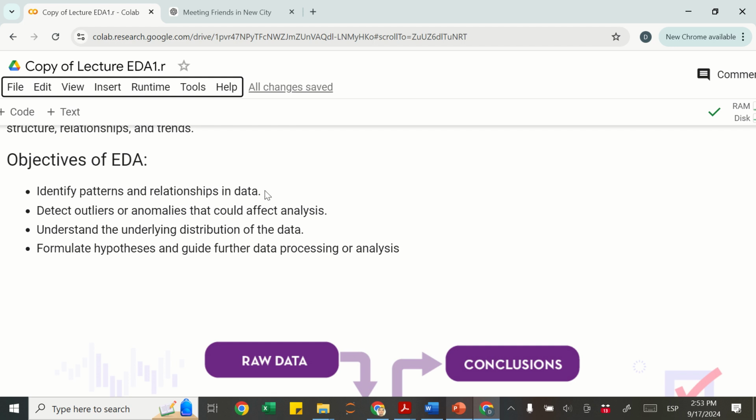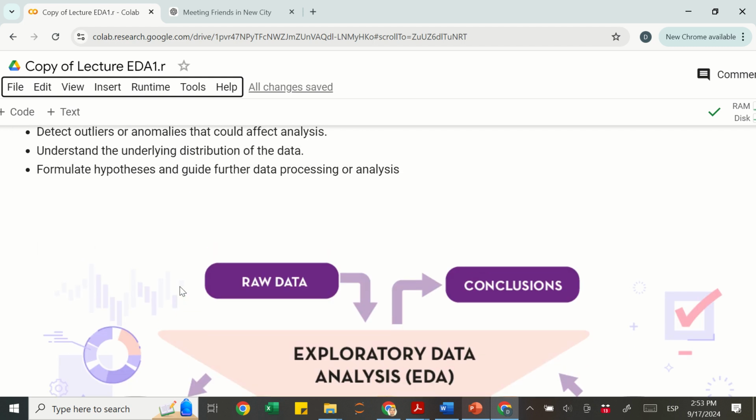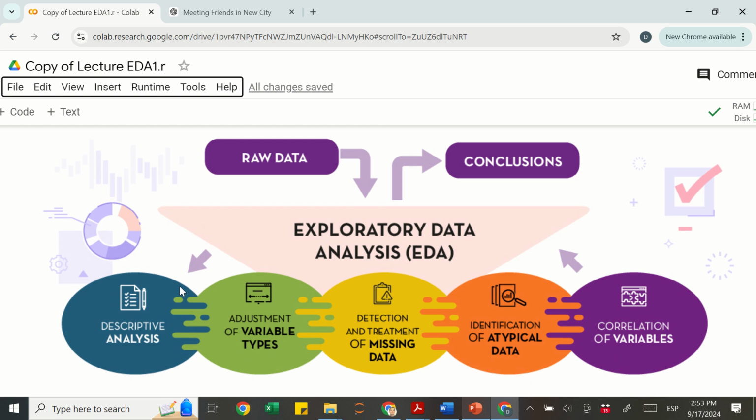Okay, so the objectives of EDA: first, we want to identify patterns and relationships in data. So you want to find relationships between different variables, and detect outliers or anomalies that might affect your analysis. Sometimes you want to create a predictive model, so if you have some anomalies or outliers, they might affect your calculations. In addition, we want to understand the shape of our data, the distribution of the variables, and finally formulate and ask business questions.